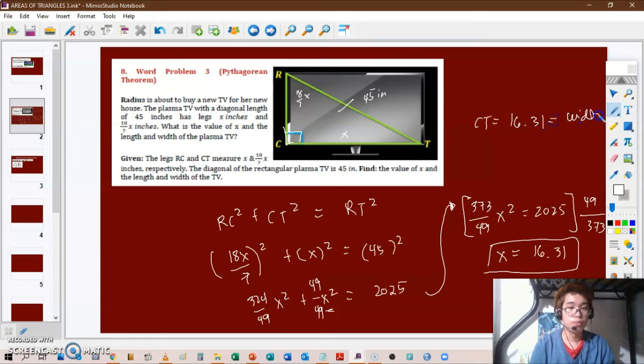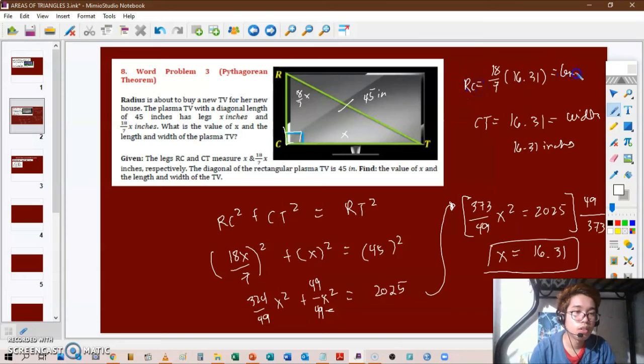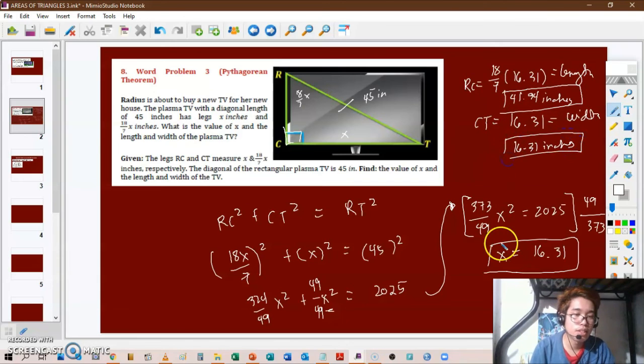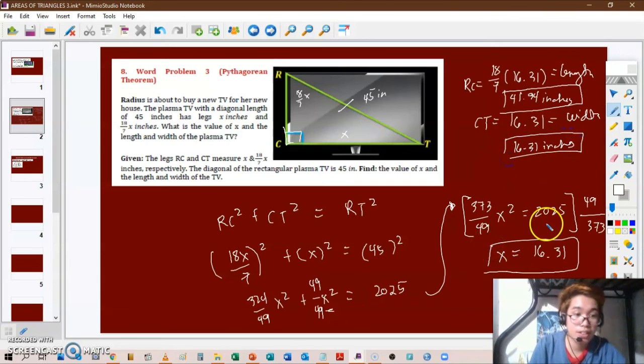So if x is equal to 16.31, then CT must also be equal to 16.31, and that's also the width, 16.31 inches. And if we multiply that by 18 over 7, we get the measurement of RC, which is the length. That's going to give us 41.94. So that's quite a high TV. 41.94 inches. So there you go. This is the length, this is the width, and this is the value of x.